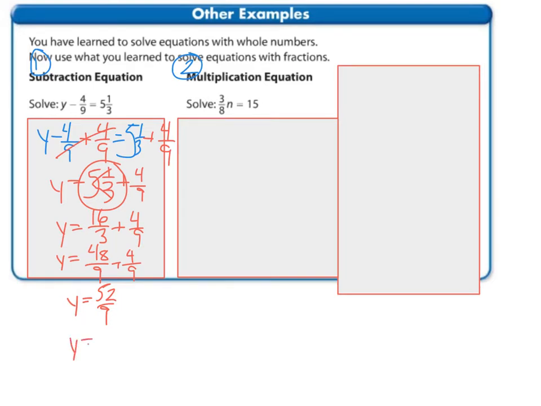That's an improper fraction. I'm going to need to make that into a mixed number. Y equals 5 7/9. So my final answer is 5 7/9. Let's look here. If I put 5 7/9 back in for y, 5 7/9 minus 4/9 equals 5 1/3. Well, if I actually subtract that, I get 5 3/9, which, when simplified, would be 1/3. So I did get the problem right. Nice job. Now let's do the multiplication.